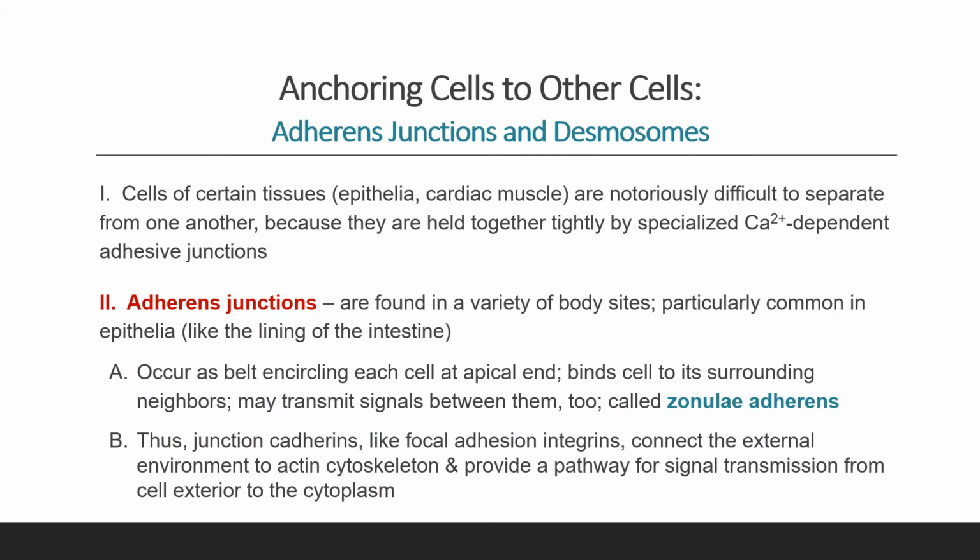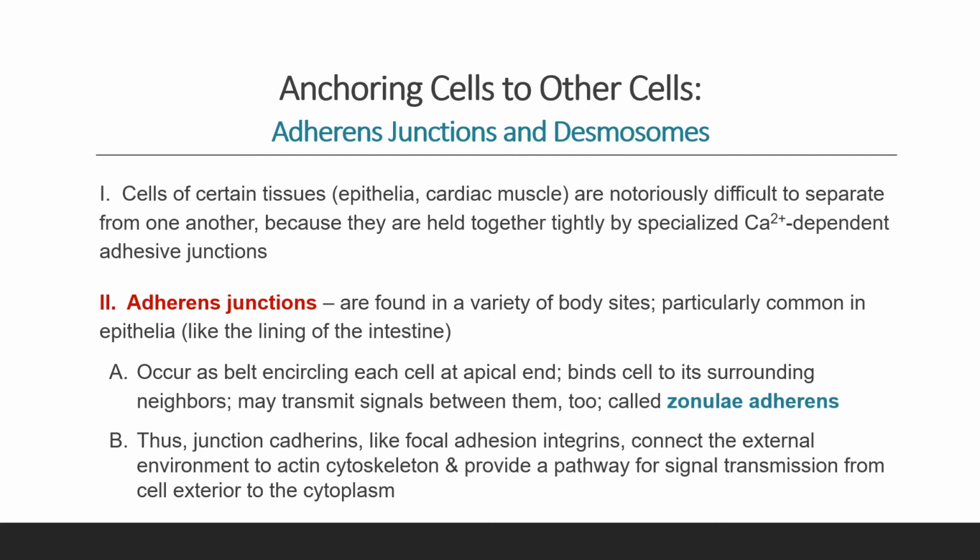So adherens junctions and desmosomes. These are the other anchoring junctions, the ones responsible for anchoring cells to other cells. Okay, so cells of certain tissues like your epithelia and cardiac muscles are notoriously difficult to separate from one another because they are held together tightly by specialized calcium-dependent adhesive junctions. So these are what we call adherens junctions, and they are found in a variety of body sites, particularly common in the epithelia. Okay?